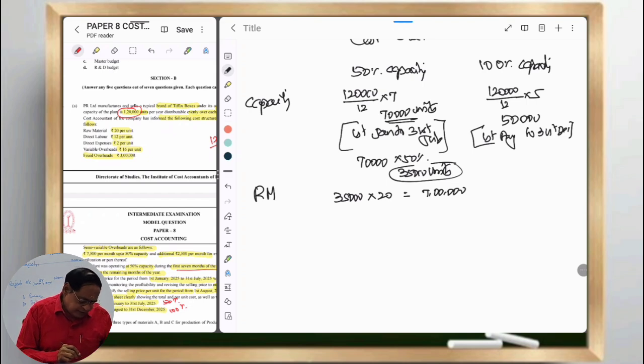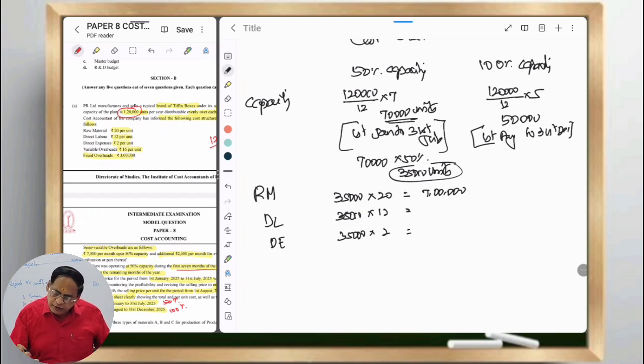And then direct labor, let's finish the first 50% capacity. Direct labor is 12 rupees, so the same 35,000 into 12, that is 4,20,000 for direct labor. Direct expenses are 2 rupees, so 35,000 into 2, that is 70,000 rupees.